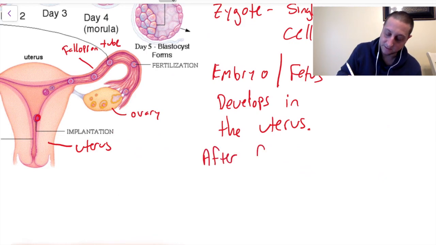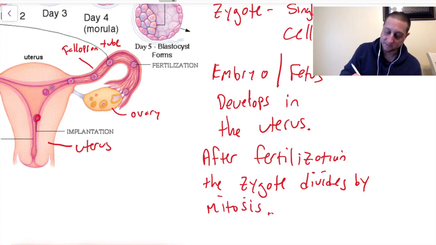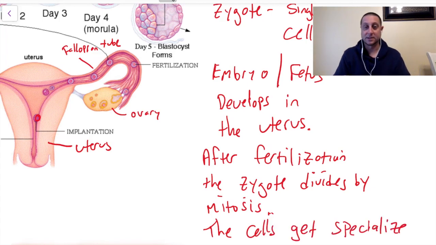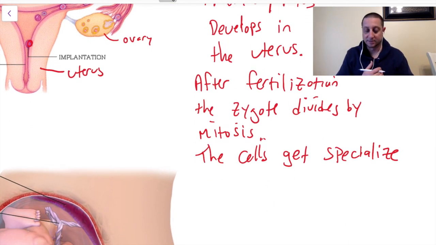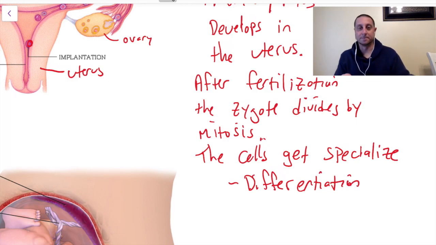After fertilization, the zygote divides by mitosis, and the cells get specialized. They become specific to what they're going to do. Skin cells, maybe blood cells, specialize. And this process is called differentiation. I like to say they become different.